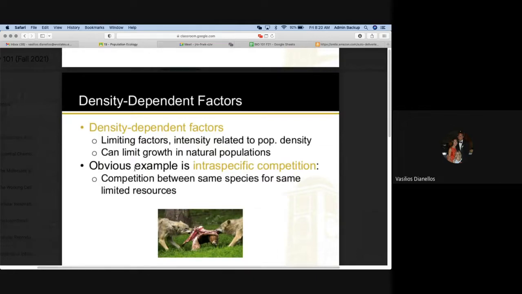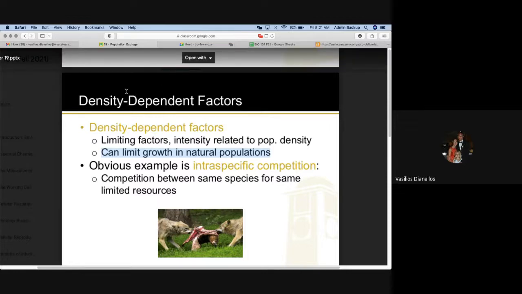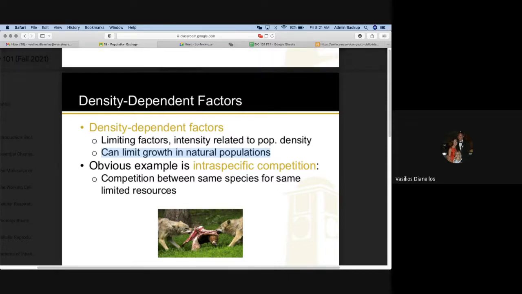So here we go. Density dependent factors. Again, everything we're talking about is limiting factors, but these are specifically limiting factors whose intensity is related to the population density. Pretty simple, right? It's in the name. It's a limiting factor, and it's all dictated by the population density. Your book points out that it can limit the growth in natural populations. Obviously, everything we're talking about, density dependent or density independent, they're all limiting factors. Therefore, they can both limit growth in natural populations.